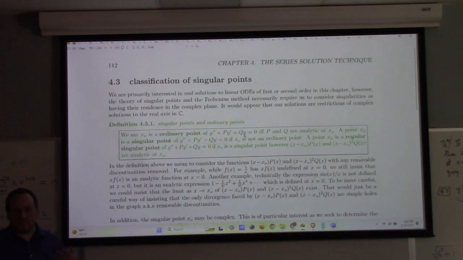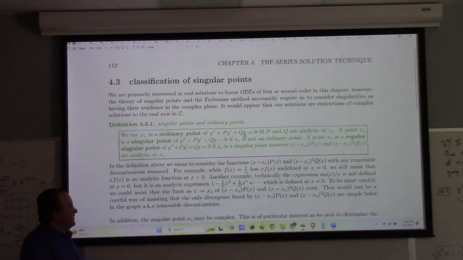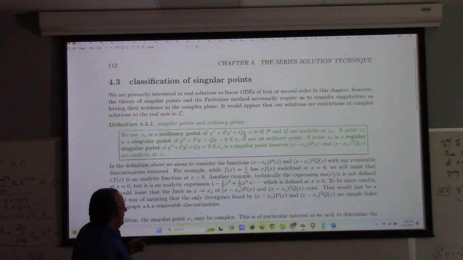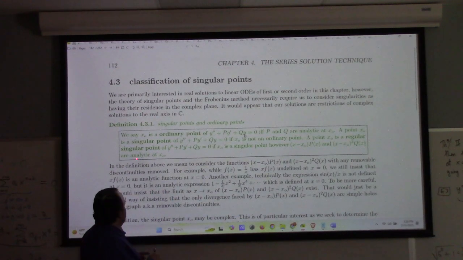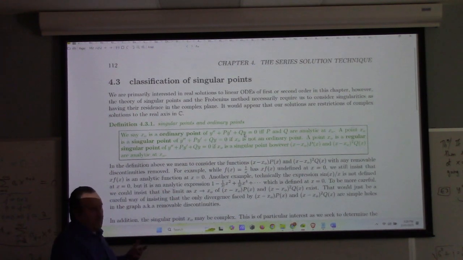Basically, it's a regular singular point if it's singular, but it's not too badly singular. In the following precise way: if it's a singular point, and yet if we multiply the p coefficient by x minus x naught and the q coefficient by x minus x naught squared, and these functions are analytic, which is to say that they have a convergent power series, right?